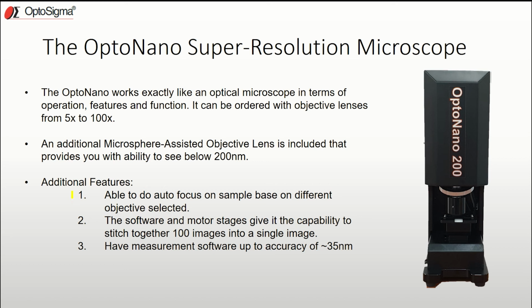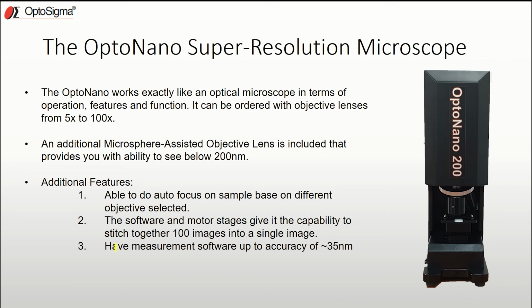So some additional features that the OptoNano has is it's got the ability to do autofocus, which is very useful when you're trying to focus in on something that is so small. It's a huge time saver. One of the other features is that the software and the motor stages give it the capability to stitch together over 100 images into a single image. That's huge because the field of view with the microsphere is limited, so you want to have a way to get around that and see larger images.